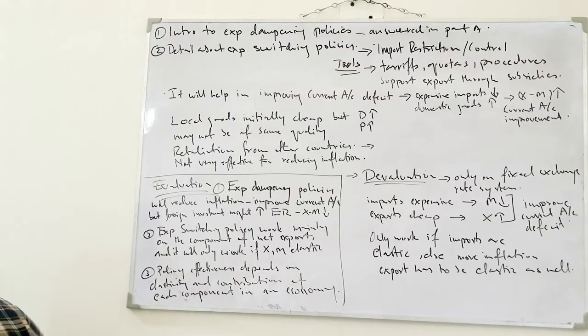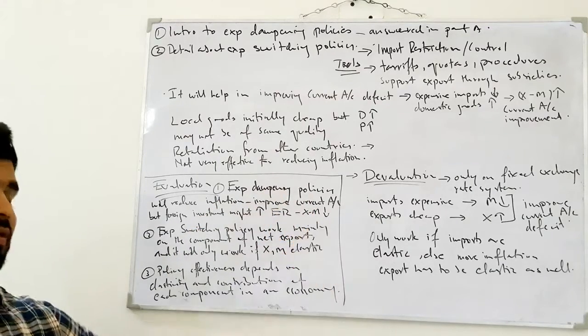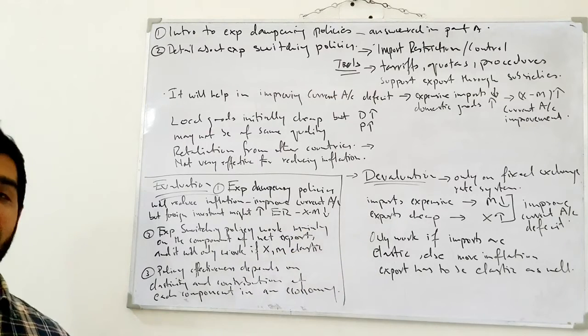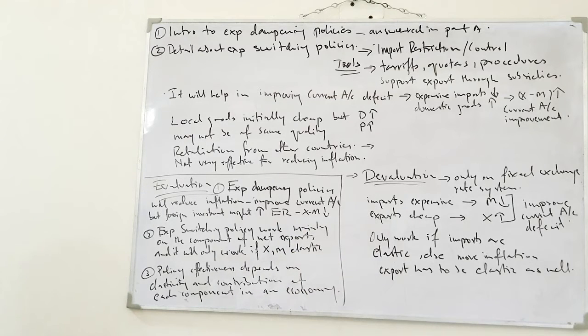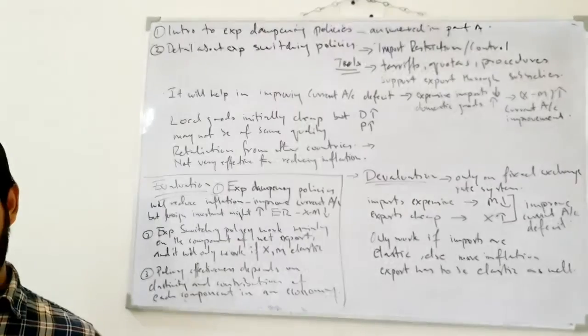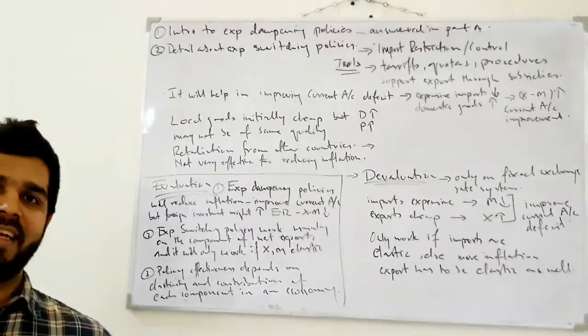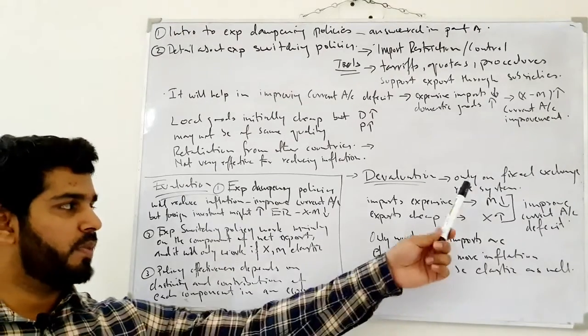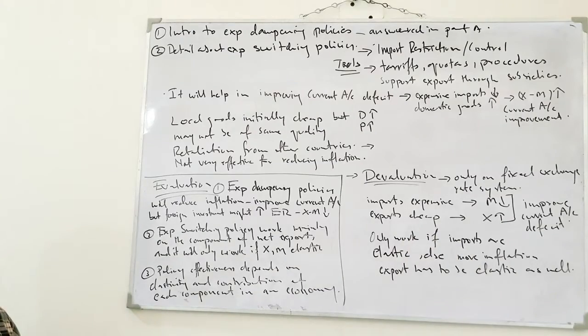Then the second tool of expenditure switching policy we have studied in the class was devaluation. We have studied this in detail as a separate topic, as well as when we were discussing the expenditure switching policy. So what is devaluation? Devaluation is the deliberate devaluation of your currency, which is only possible if you are following the fixed exchange rate system. So first of all, the prerequisite is that you follow the fixed exchange rate system.